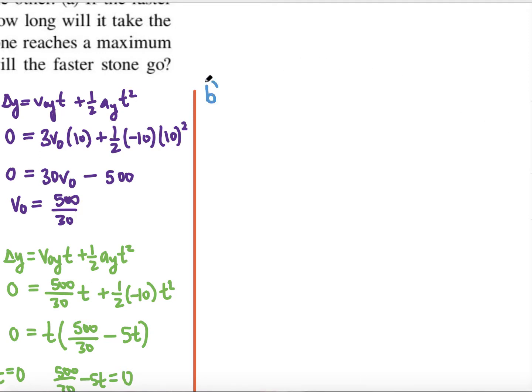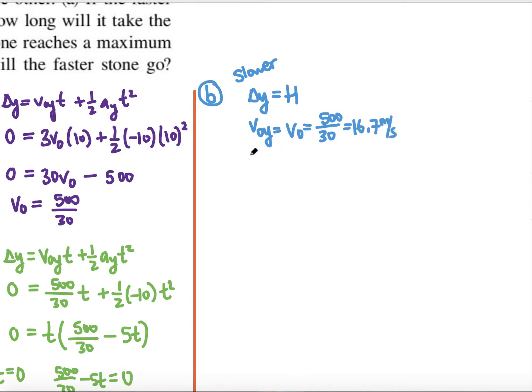So for B, what has changed? Now delta y is technically unknown. It's h, some maximum height h for our stone. This is actually the slower stone first. All right, we're doing the slower one first. And so our initial speed in this case is just v naught, or 500 over 30, which let's go ahead and make into a decimal. That's 16.7 meters per second.